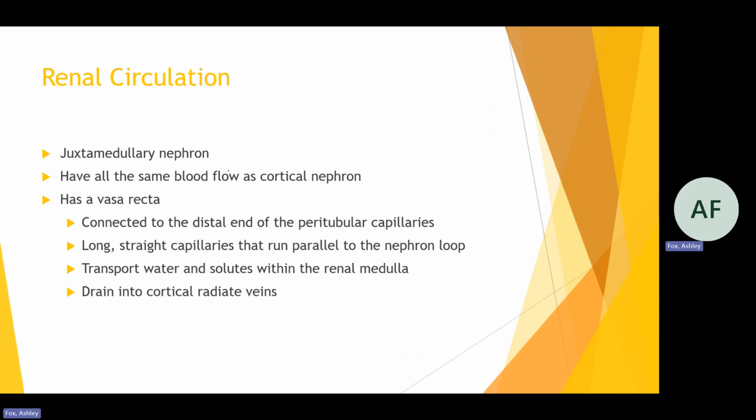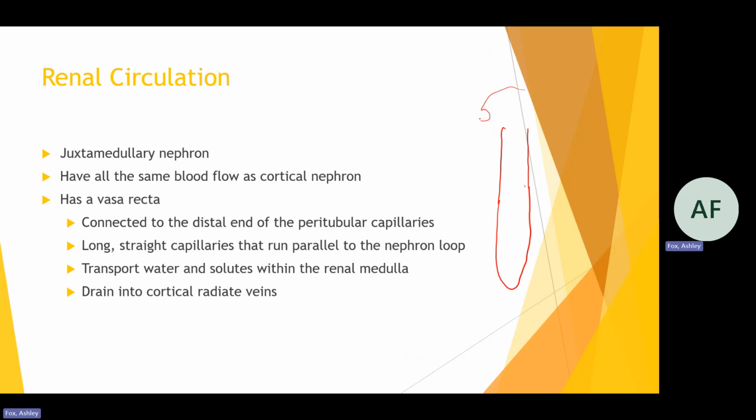With the juxtamedullary nephron, there's an extra capillary bed. So all the same blood flow, there's still paratubular capillaries like we saw with the cortical nephron, but there's an extra one, and it's called the vasa recta. So they are kind of connected to the paratubular capillaries, but they go deep into the medulla where we have our nephron loop. So they are going to run along the nephron loop specifically because it's longer. Remember, the juxtamedullary has a really long nephron loop.